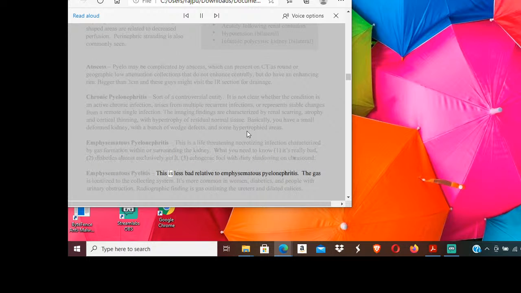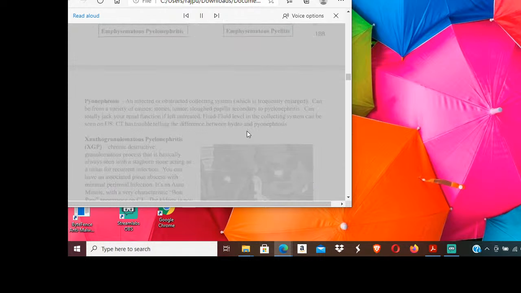Emphysematous pyelitis. This is less bad relative to emphysematous pyelonephritis. The gas is localized to the collecting system. It's more common in women, diabetics, and people with urinary obstruction. Radiographic finding is gas outlining the ureters and dilated calyces. Emphysematous pyelonephritis.